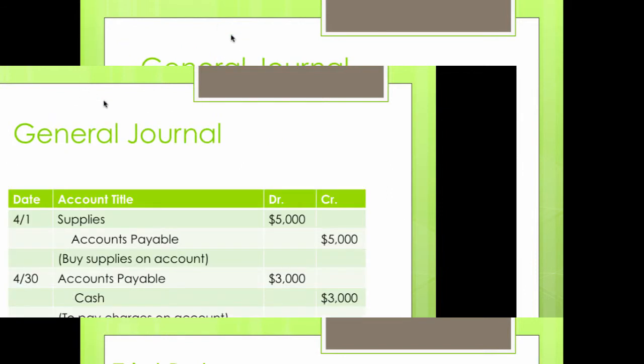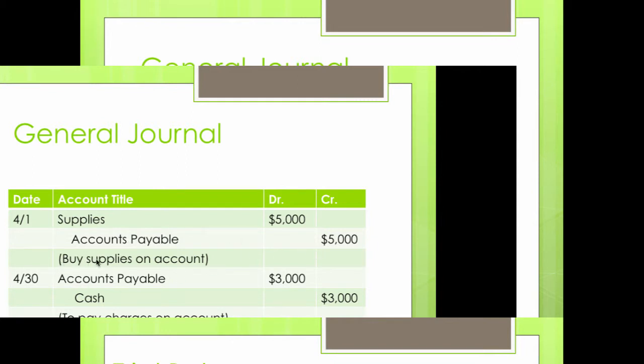And remember that when you journalize, you always debit first and credit second. The debit is not indented, and the credit is indented. By indented I mean it's shifted a little bit to the right. See how there's a space here. When you journalize the transaction, you write down the two accounts affected by it. So in this case, on April 1st, you bought supplies for $5,000 on account, or you use the accounts payable account because you paid with a credit card. So you're going to debit the supplies account for $5,000, and credit the accounts payable account for $5,000.